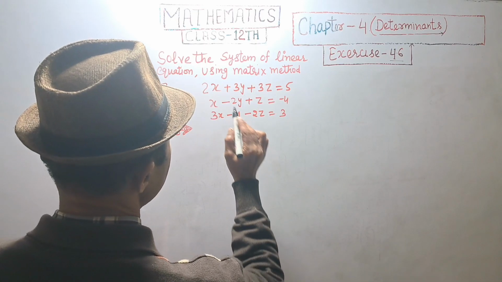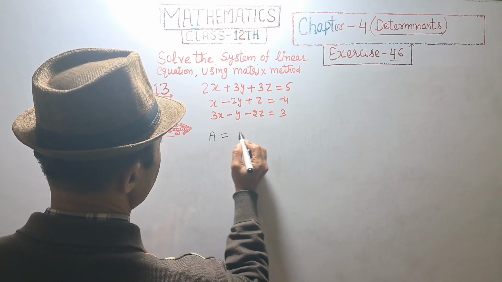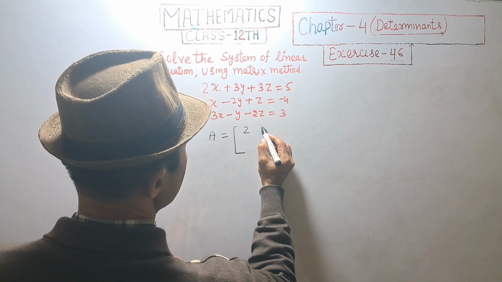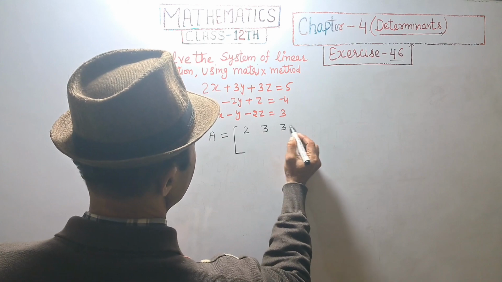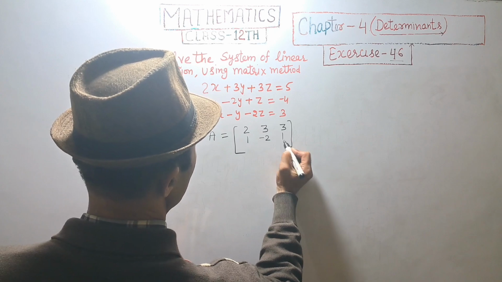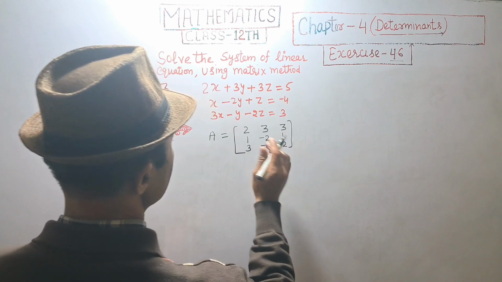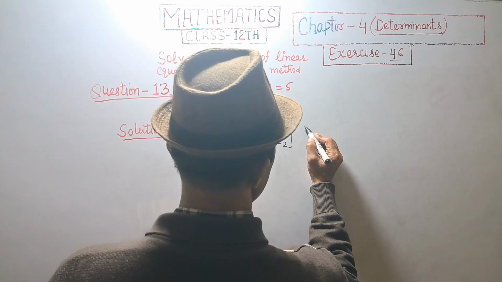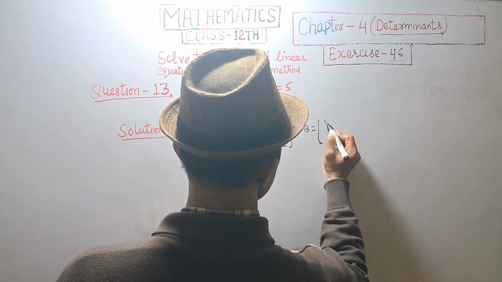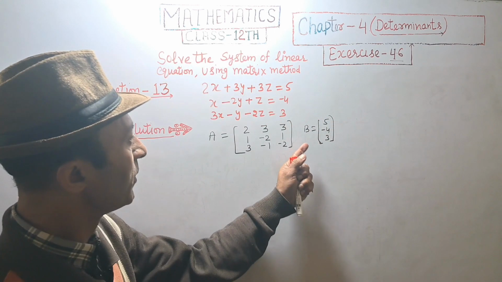Question number 13. We are given matrix A as 2, 3, 3; 1, minus 2, 1; 3, minus 1, minus 2, and B is equal to 5, minus 4, and 3.